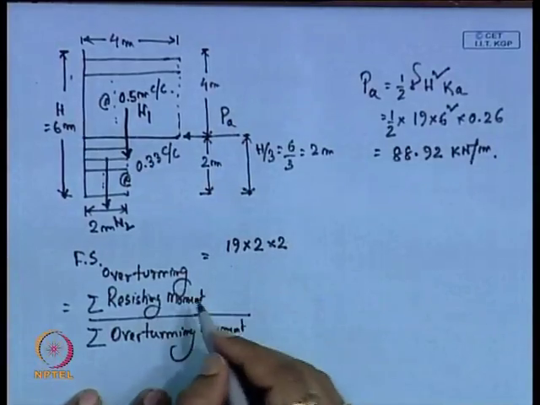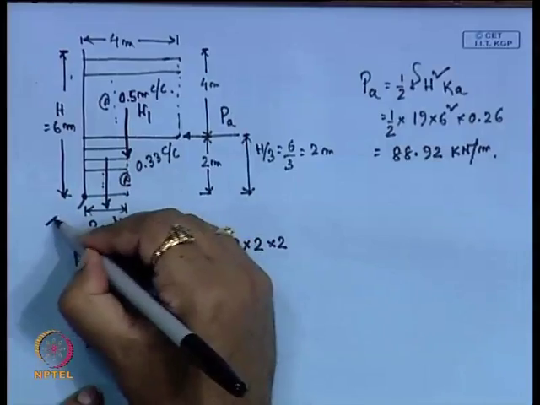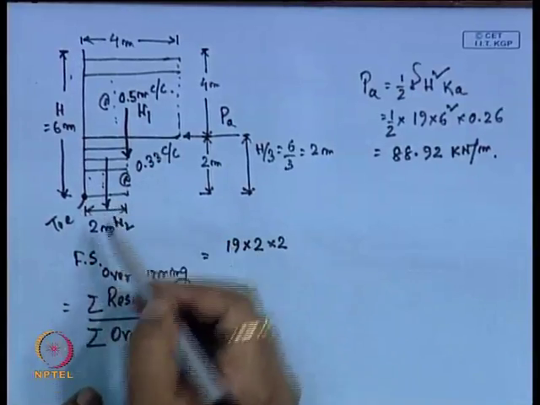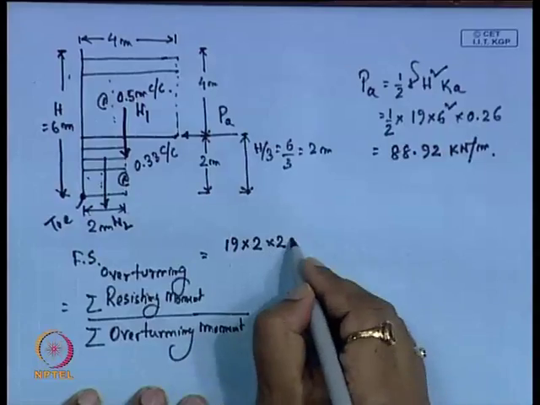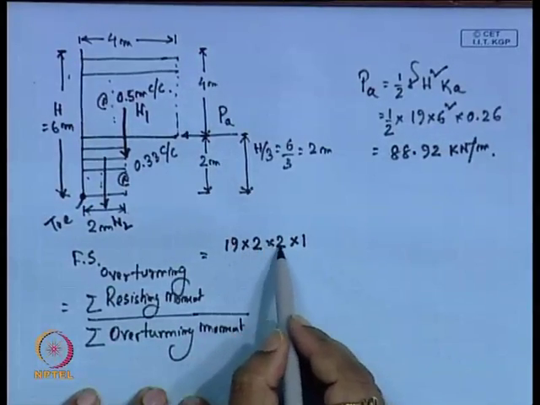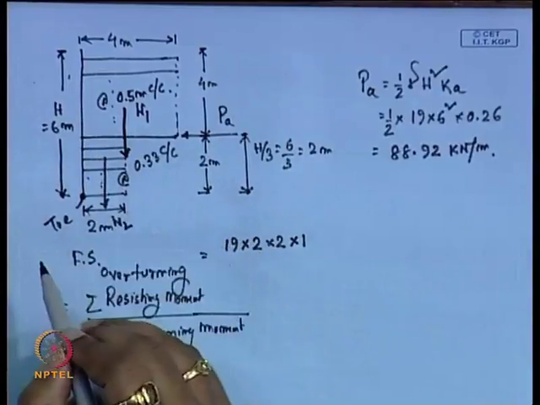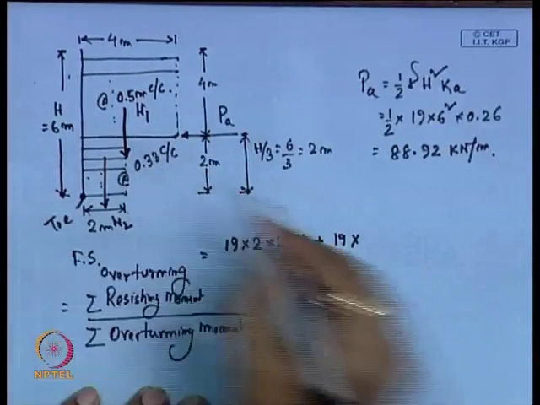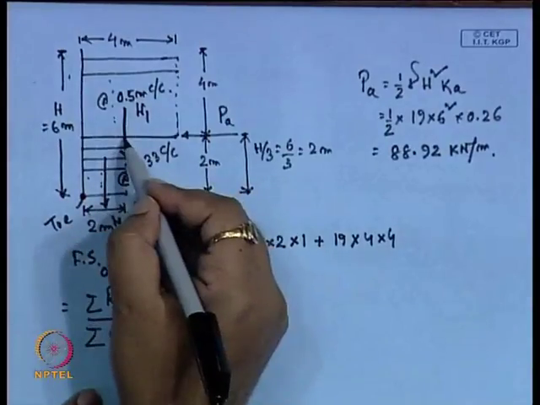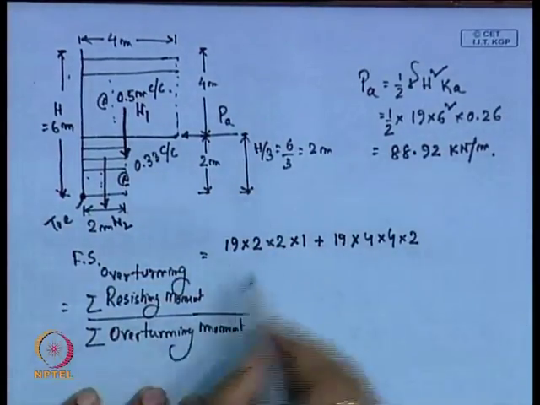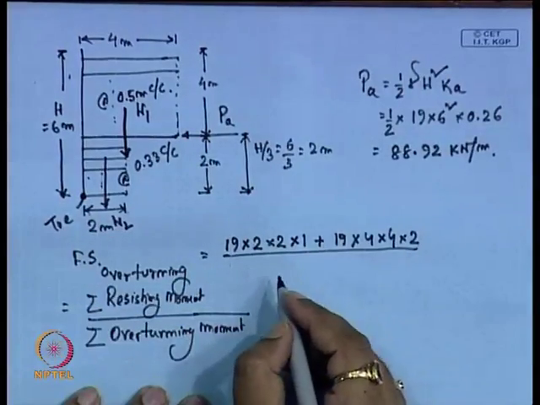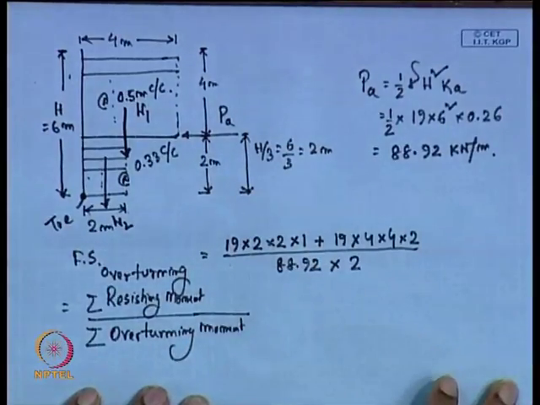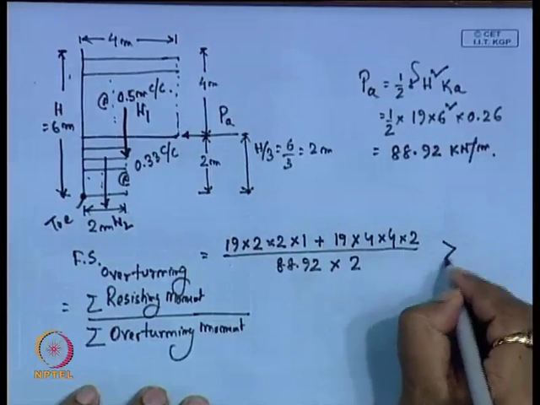So, here the summation of resisting moment, that means this weight into, if I take the moment with respect to this toe, W2 is acting at a distance of 1 meter from the toe, because this is 2 meter. So W2 is at the center, so the lever arm is 1. So, weight is 19 into 2 into 2, 2 as the width and 2 as the height, into the lever arm 1. For the next one, W1, the total weight is 19 into 4 into 4 and the lever arm is half of 4, that is 2. So, this is the resisting moment, and the overturning moment is PA, which is 88.92 into 2 meter, the distance at which it acts. So, we have to calculate these things and it should be greater than 3.